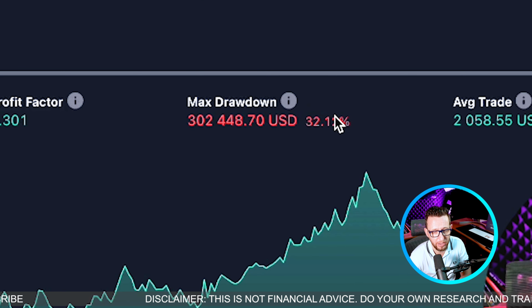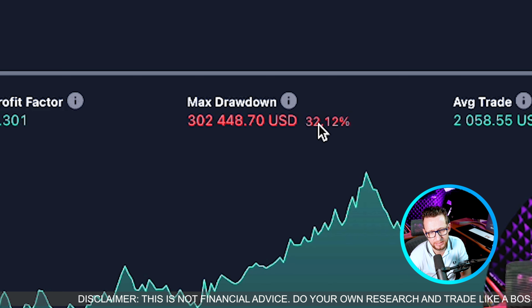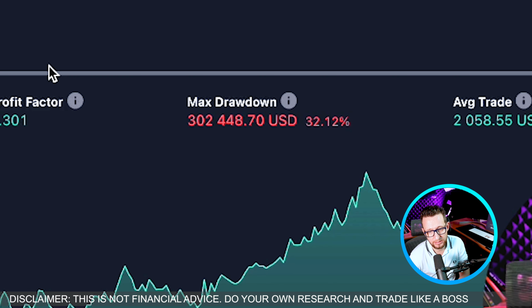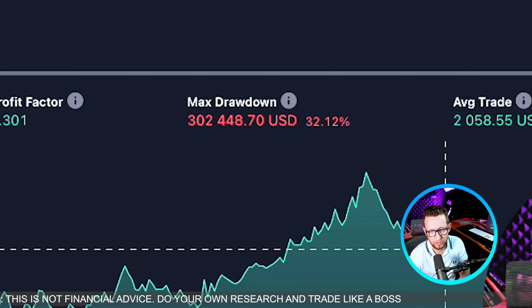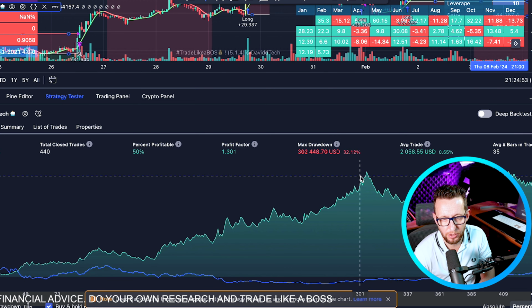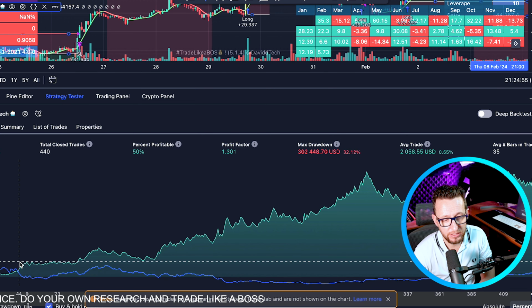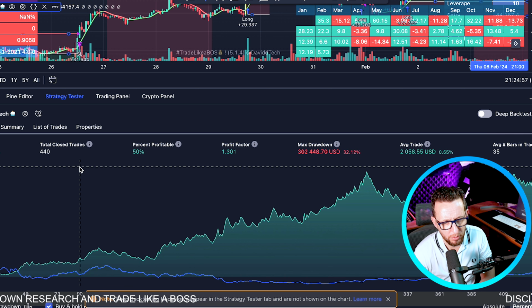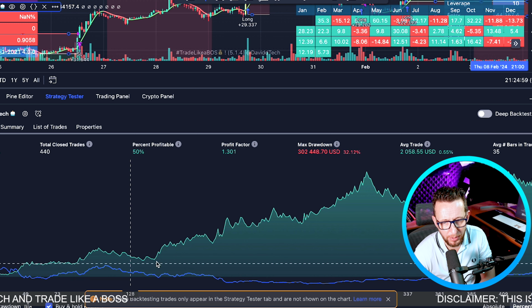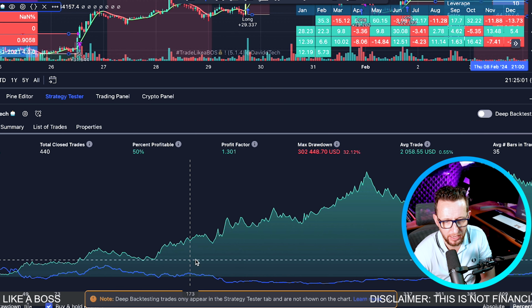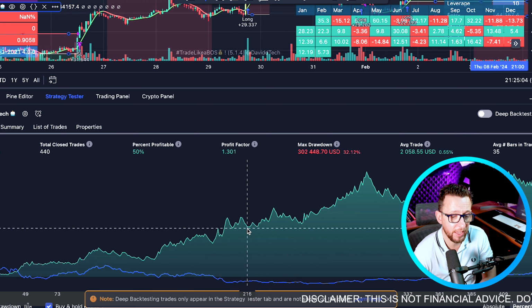Now you do have to remember that we are using leverage here of 10x leverage. So there's going to be a bigger max drawdown, and also these are obviously going to look bigger. The equity curve is obviously going to be a lot more jagged because we have a lot more trades than often, but we are going in the right direction. We are moving up, and that also could be a good thing.